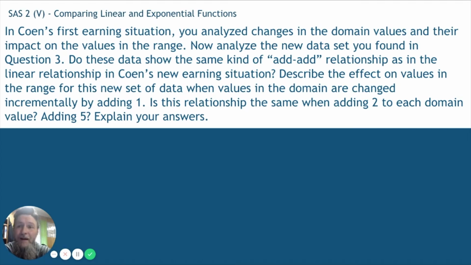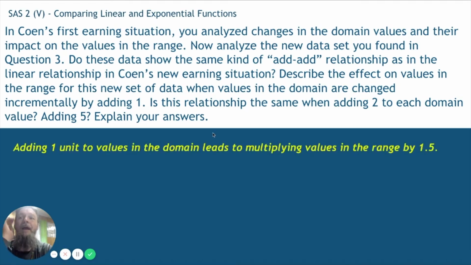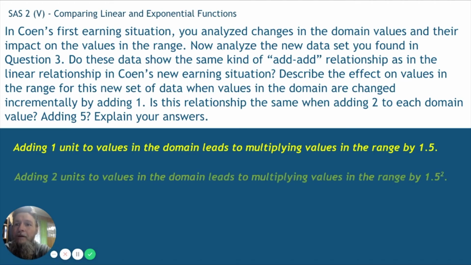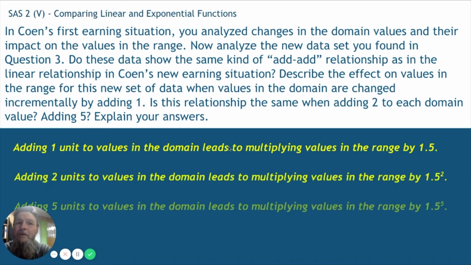How about adding 5? Actually, adding 1 to the unit values in the domain leads to multiplying values in the range by 1.5. And we do the same thing. Add 2 would multiply by 1.5 to the second power. Adding 5 would be multiplying by 1.5 to the 5th power. And that's exactly what's going on here.